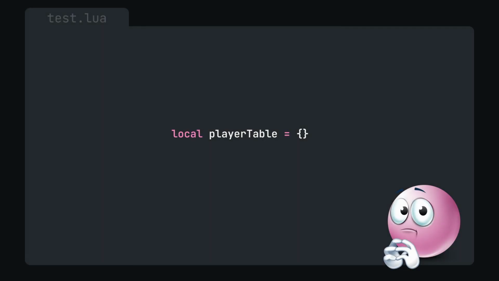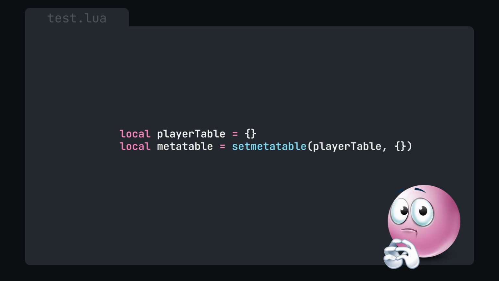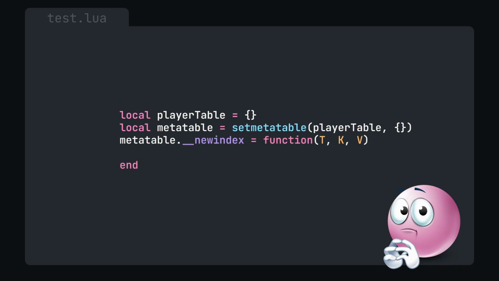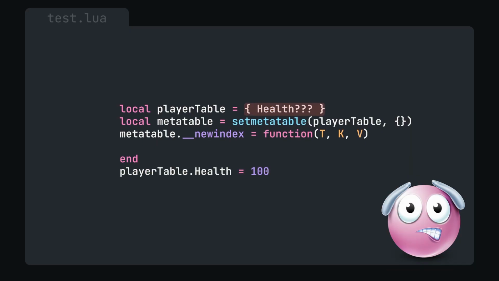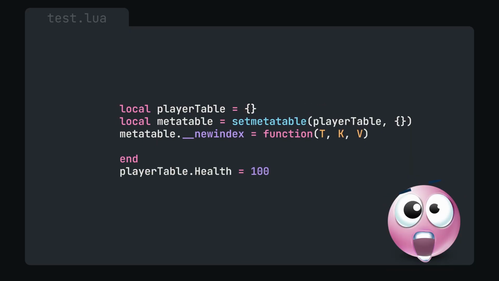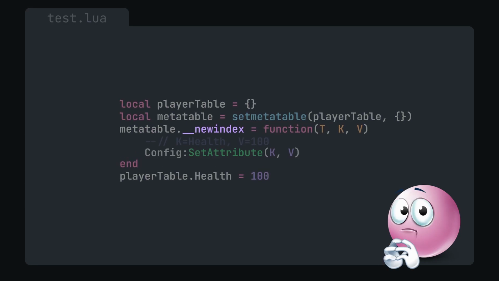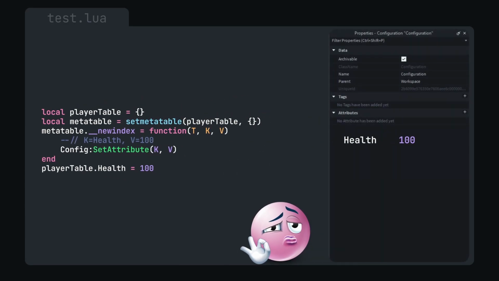We wrap the table with a metatable, and we use the __newindex metamethod. What this does is, on writing a new value, if it doesn't exist, like this health value, it'll call the __newindex method. Then it's as simple as setting the attribute just like this.